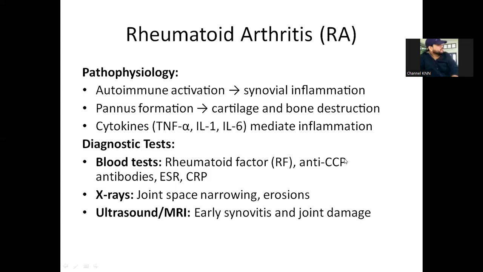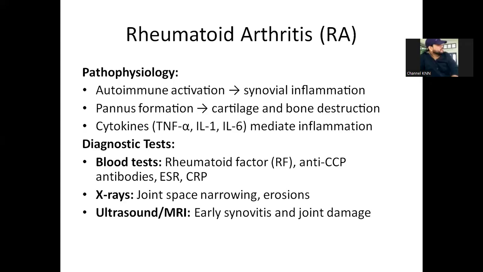Next, pathophysiology of rheumatoid arthritis. Mainly, it causes autoimmune activation, and because of autoimmune activation it immediately causes synovial inflammation. Synovial inflammation means swelling and irritation of the synovial joint, and it also causes pannus formation. Pannus formation means inflammatory cells which form over joints. Because of that formation, it leads to destruction of cartilage and bones, and it leads to rheumatoid arthritis.